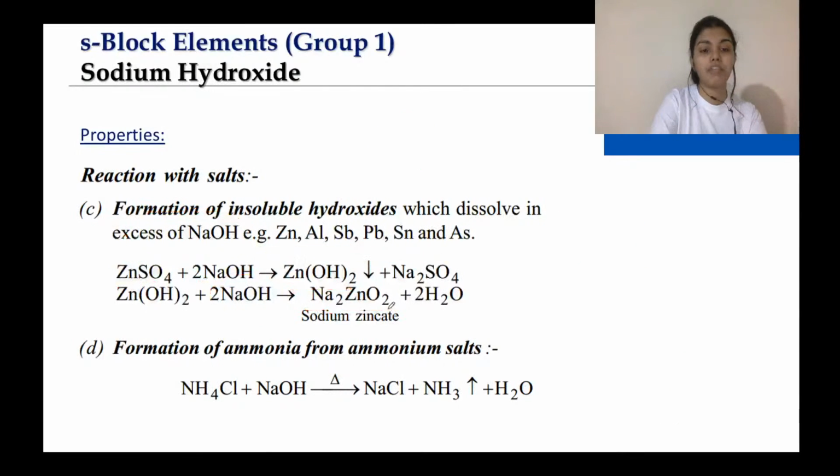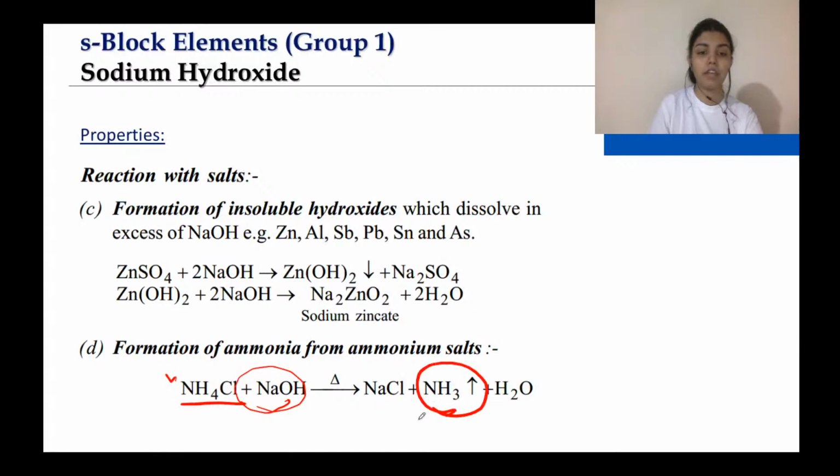Now next is from ammonium salt. For example, we are having ammonium chloride here. You treat it with NaOH, it will liberate ammonia gas with the formation of NaCl. So ammonia gas will be liberated here.